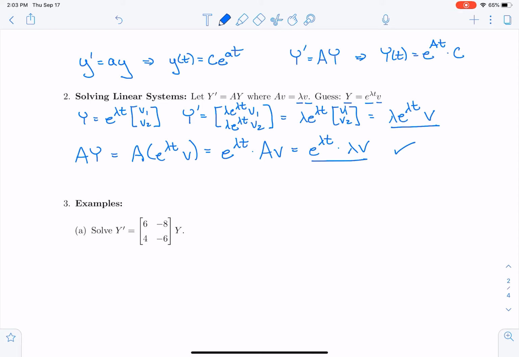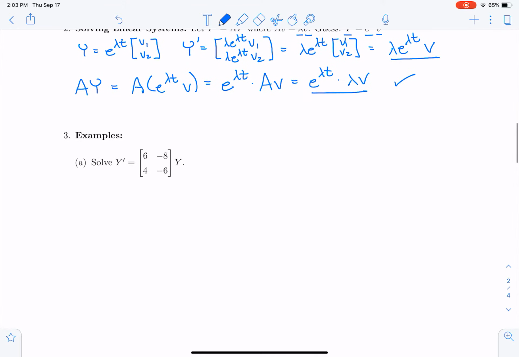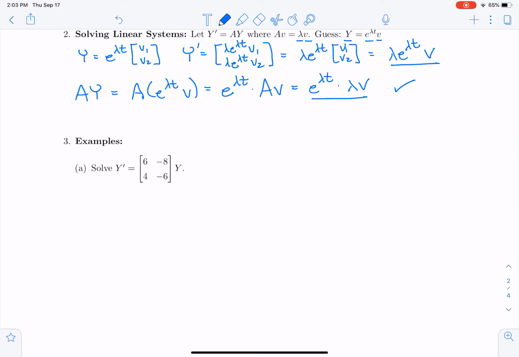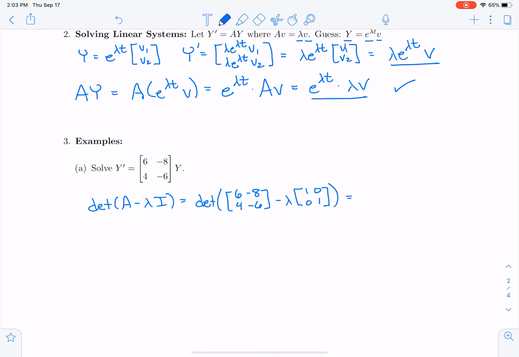Let's see how this works in practice by trying to solve the differential equation Y prime equals the matrix 6, negative 8, 4, negative 6 times Y. Well, the very first thing that I need to do is find the eigenvalues. So I'm going to take the determinant of A minus lambda times I. So that's the determinant of the matrix 6, negative 8, 4, negative 6, minus lambda times the identity 1, 0, 0, 1. So we can think about that as being the determinant of the matrix 6 minus lambda, negative 8, 4, and then negative 6 minus lambda.